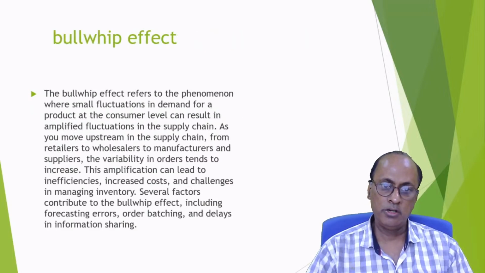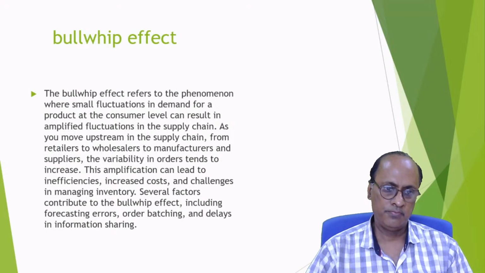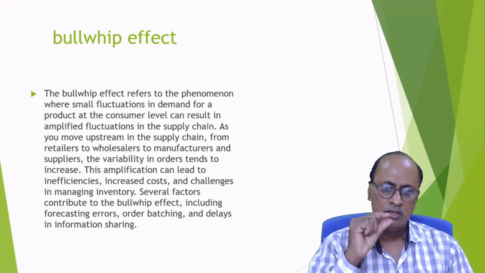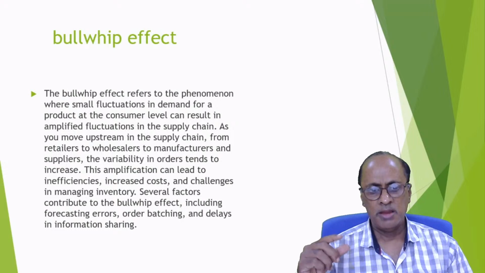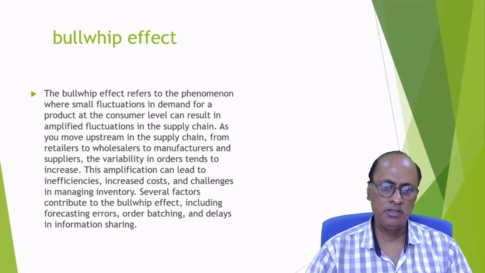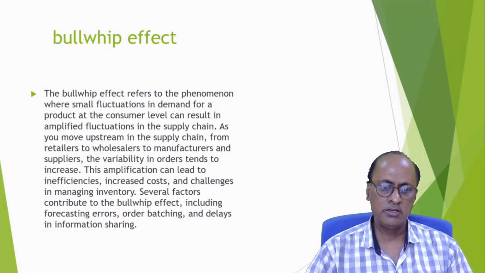Then there is another very important concept that is called bullwhip effect. Bullwhip effect refers to a phenomenon where a small fluctuation in demand for a product at a customer level can result in amplified fluctuation in supply chain. A small change at the, say, consumer level brings about amplified or more fluctuations across the supply chain as you move upstream in the supply chain from retailers to the wholesaler to the manufacturers and suppliers. The variability in orders tends to increase.